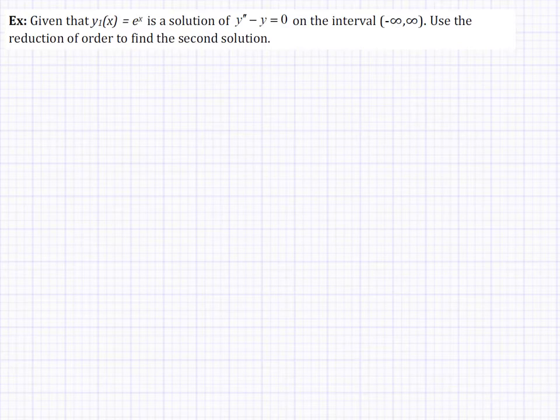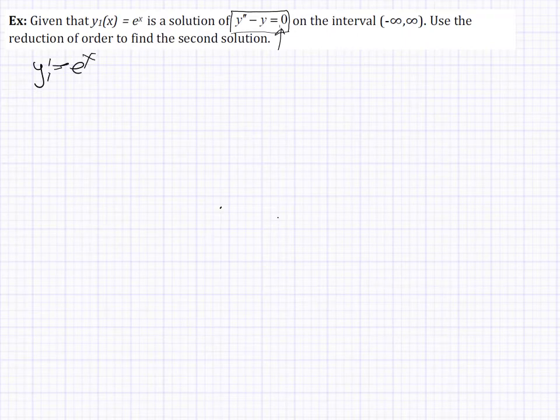So first off, they gave us one of the solutions, e to the x, and they're saying e to the x is the solution to this differential equation. Notice that this is a homogeneous differential equation. That's what we're working with here. And it's real quick to see that that actually does solve the differential equation. So the derivative of y1 would just be e to the x again.